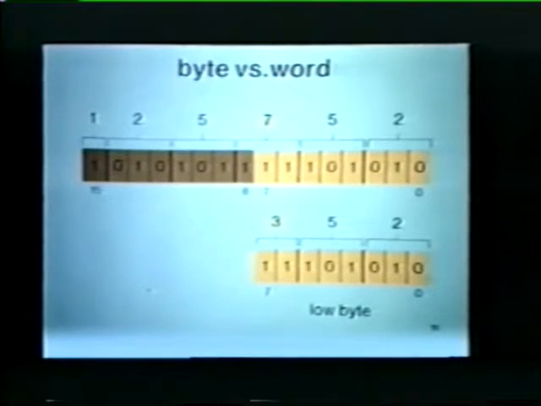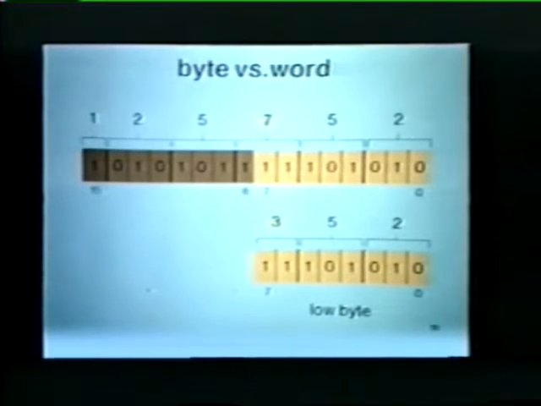Note the difference between the octal value for the word and the equivalent octal value for just its low byte. The third octal digit is different because the low byte only uses bits 6 and 7. It does not use bit 8.